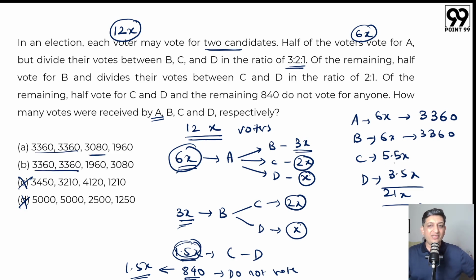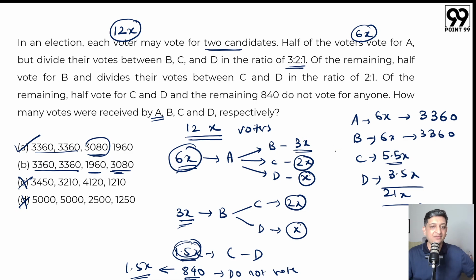Now, if you look at 5.5X, it is very close to 6X. So this and this, I'm more tempted to go for this one. And 3.5X is definitely less than 5.5X. So in this particular case, D is getting fewer votes compared to C. In this case, D is getting more votes compared to C. So my answer should be option A.